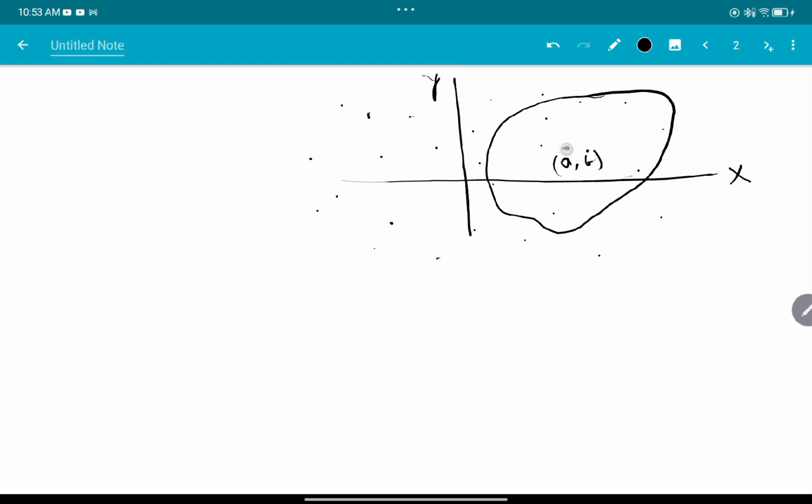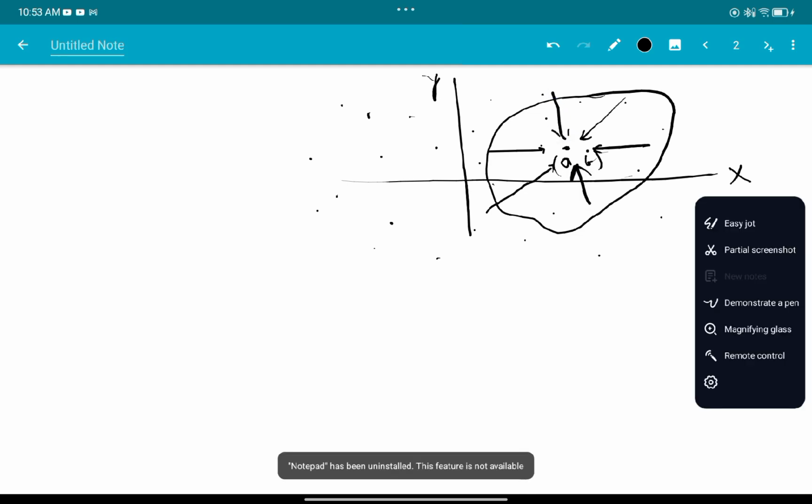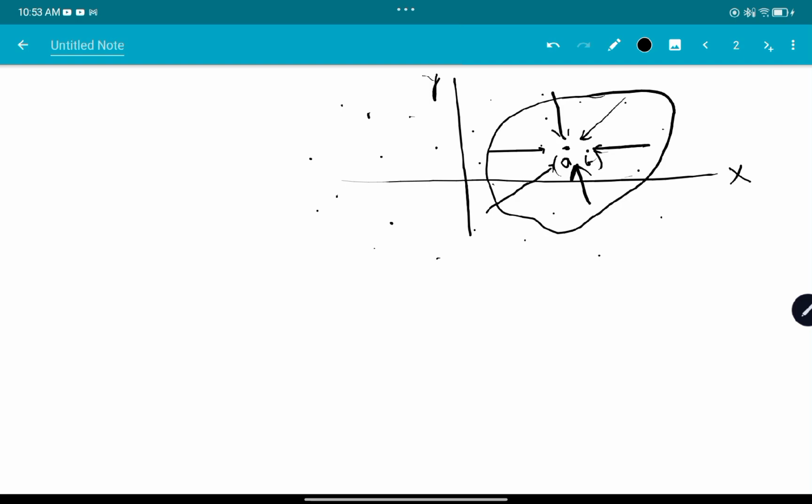Then you can approach this point (a, b) from infinite directions. You can approach along this direction, along this, along this, and so many directions. Now it is humanly not possible to check each and every direction, because there are infinitely many such directions, to ascertain whether the limit exists or not.